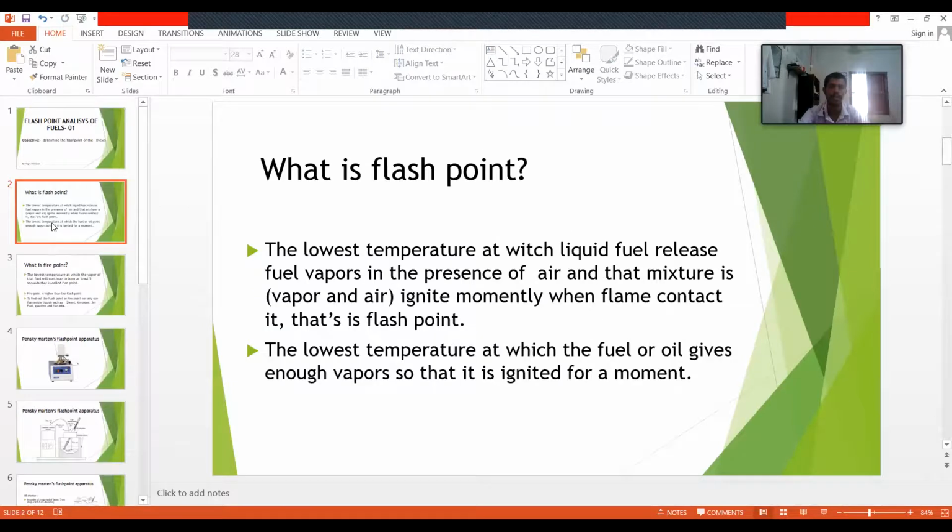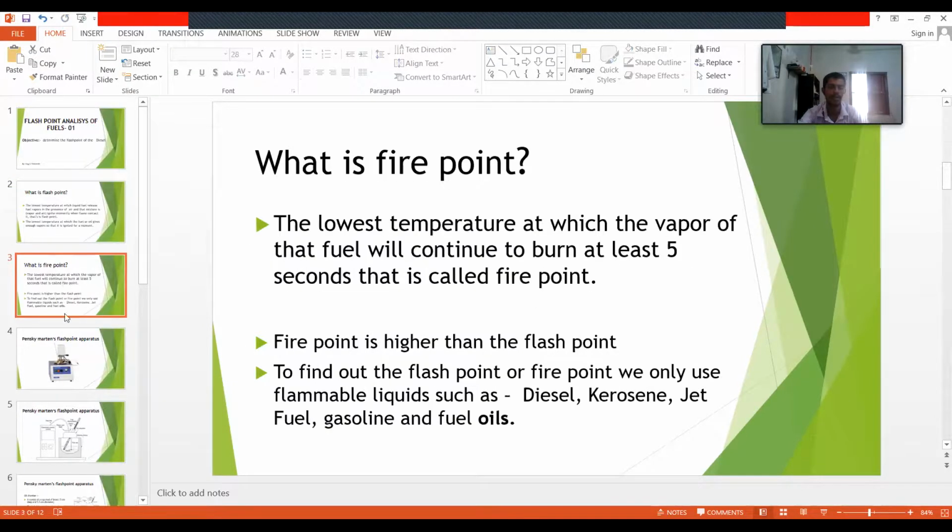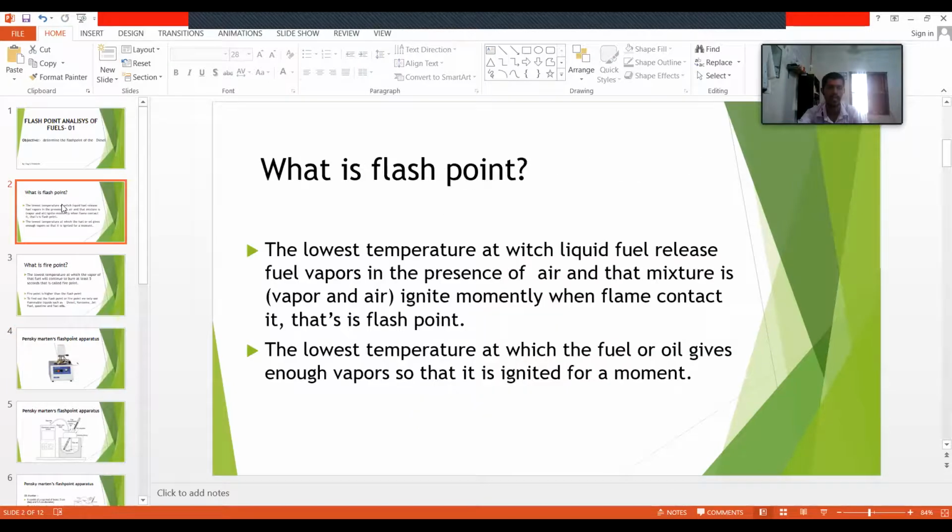About flash point and fire point, I think it is all given in the lab sheet, and the lecture session will also cover this. I don't know, but it's a very simple thing. So I explained well, I think.